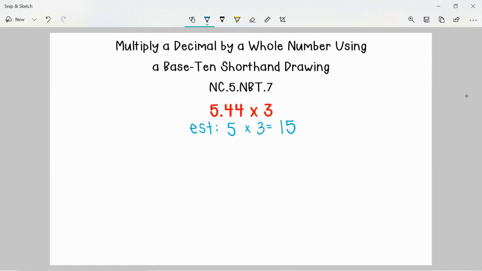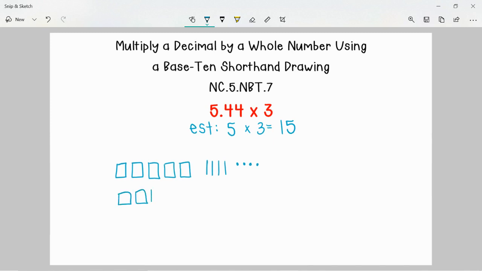So to begin to solve, we're going to want to represent, using a base 10 shorthand drawing, 5 and 44 hundredths 3 times. So remember that to draw a flat is representing one whole, so I need to show 5 wholes. Then 44 hundredths is made up of 4 tenths and 4 hundredths, so I'll draw 4 tenths. Remember, that's a rod like this, so 1, 2, 3, 4. There's 4 tenths. And then 4 hundredths, which a hundredth is represented by a dot like that in the base 10 shorthand drawing.